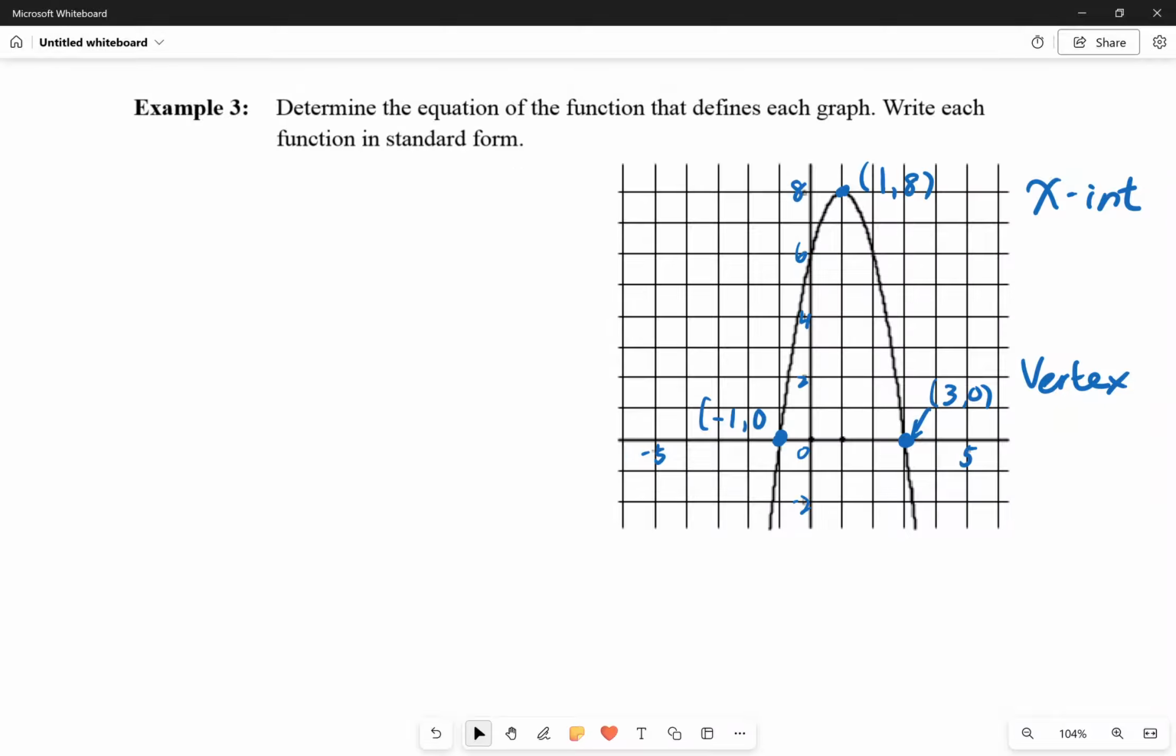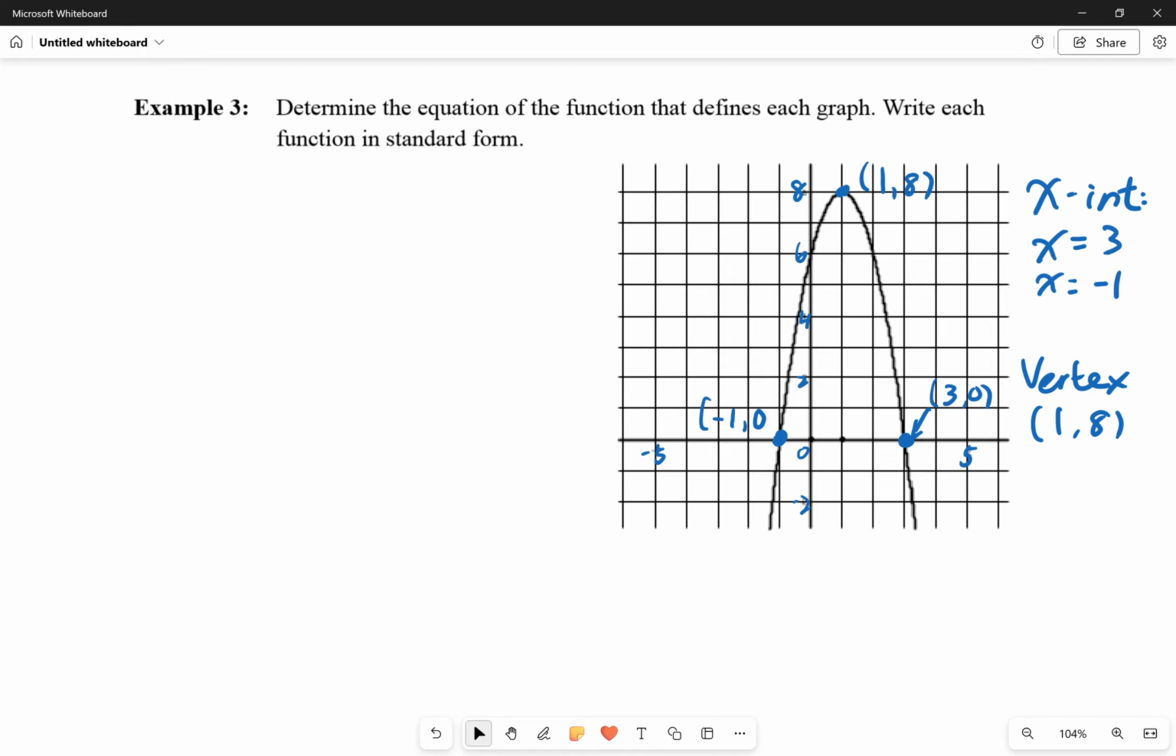Okay. So let's list this out. So x-intercepts are going to be, I'm going to write them in the form of equation. X equals 3 and x equals negative 1. Okay. And my vertex is at 1, 8. Okay, so there's my important points.